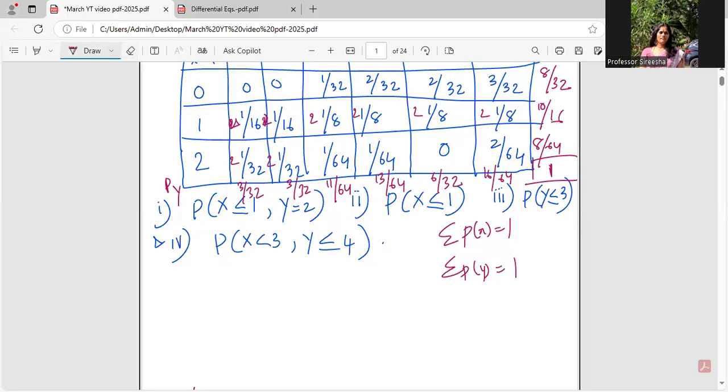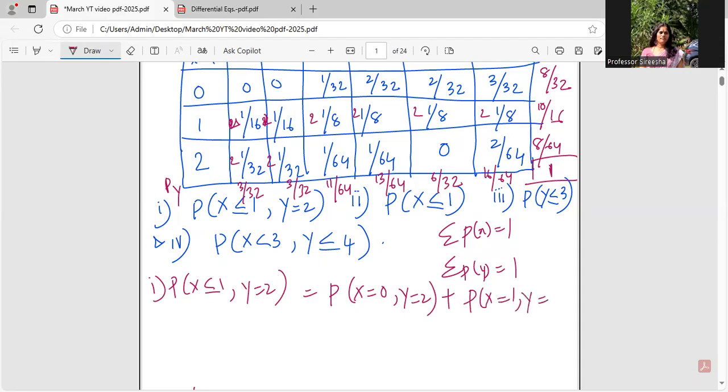What is P of x less than or equal to 1 and y is equal to 2? Y is fixed and x is varying. So how will I write this? P of x less than or equal to 1, what values are there? X is equal to 0 is one value, with y equal to 2 only. X is equal to 1, one more value is there, and y is equal to 2. Okay, this is fine. The fourth one is a bit tricky, which I need to look into.